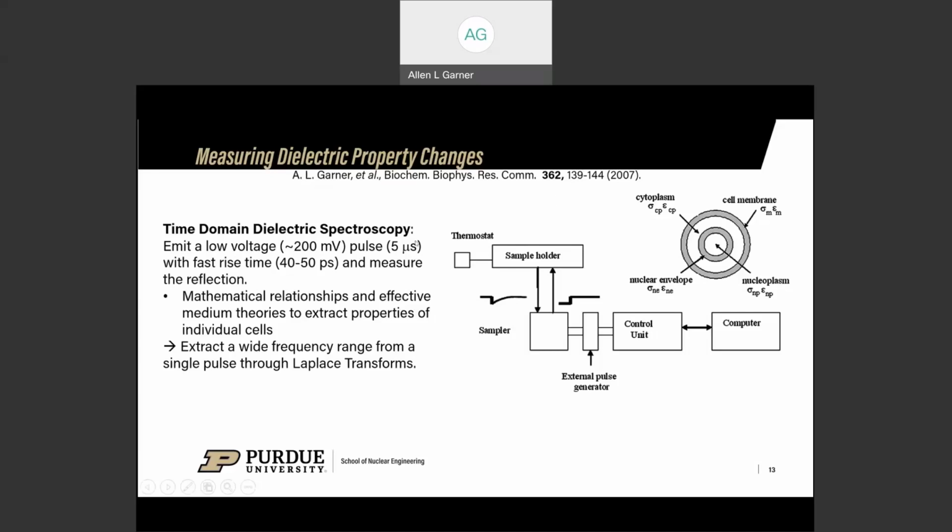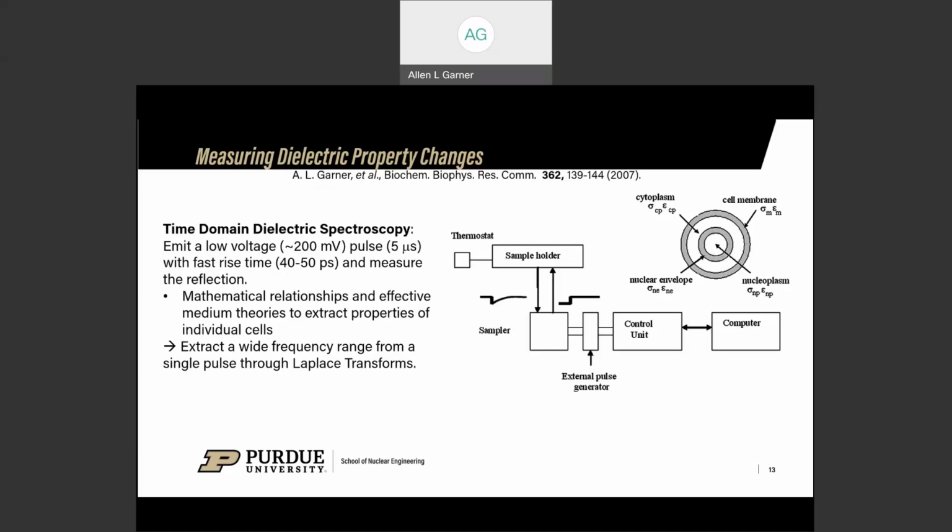So the idea of the fast rise time here is to give you a broad frequency range so that we can characterize the full cell. Because we don't need a very high frequency to characterize the membrane, but we do need a higher frequency, on the order of many megahertz, to characterize the nucleus.